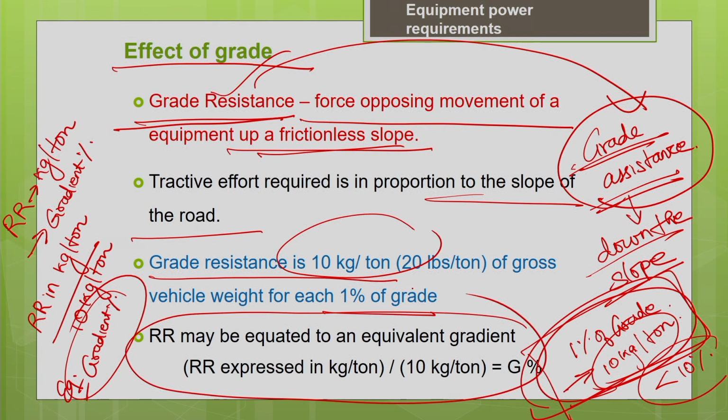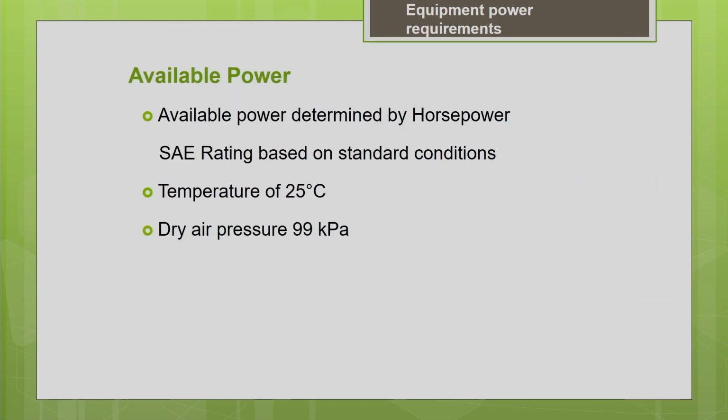So with this simple relationship, you can just convert the rolling resistance also into equivalent gradient. Okay. So when you work out the problems, you will understand this better. What is the significance of converting it? So far what we have discussed is about the required power.